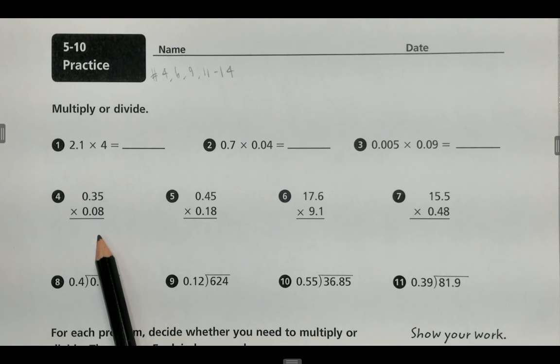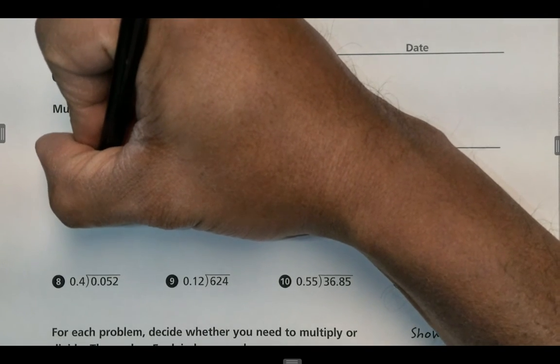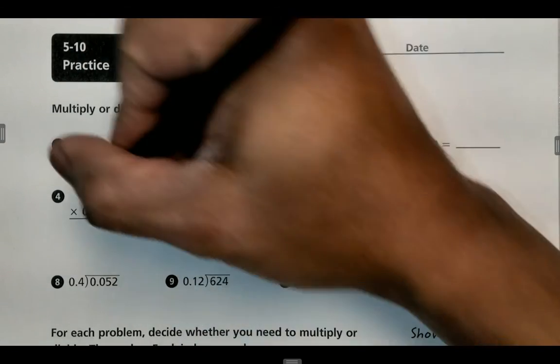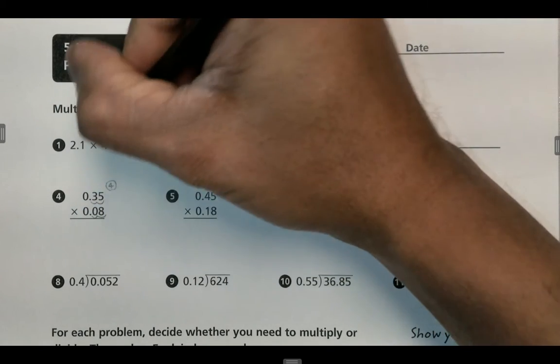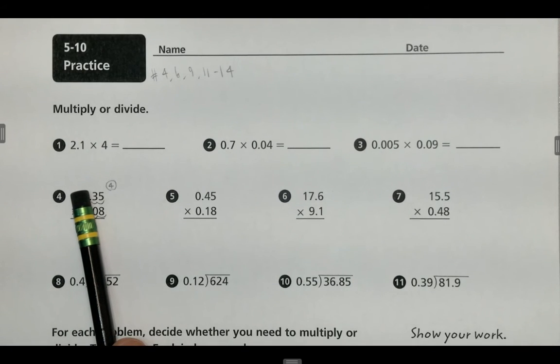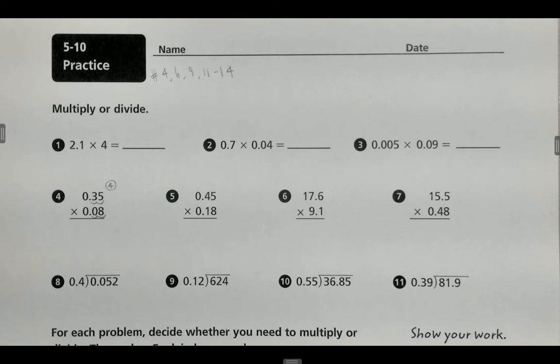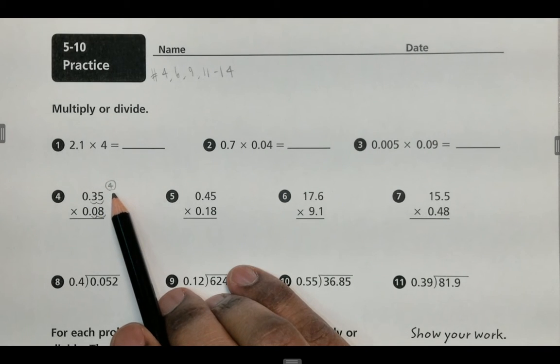Number 4, we have 35 hundredths multiplied by 8 hundredths. Remember how we think through and solve a problem that looks like this. First, let's count how many places we need to push a decimal point in order to clear it out. If you said 4 places, you are correct. Then we can imagine that the new problem is 35 times 8, knowing that after we solve it, we're going to need to come in 4 places from the end to reinsert the decimal point.